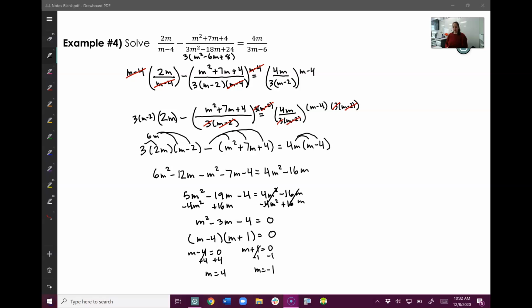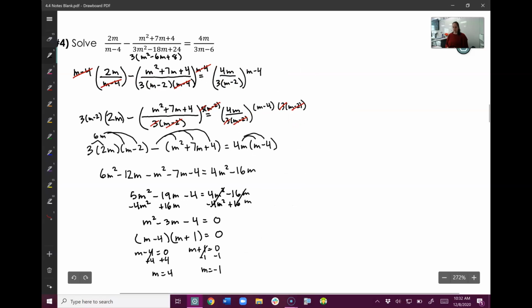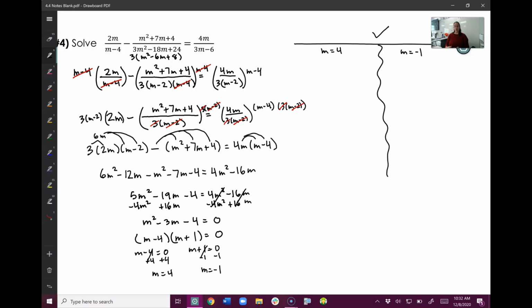Welcome back. This is what you should have gotten when you multiplied everything together. And then I started bringing everything to one side, and I factored, and I got these are my two solutions. Now remember, you need to do your check step. And this time we need to check both m equals 4 and m equals negative 1. So I want you to try this part on your own. Plug those back into the original equation. Look at your answer, see how it went, and see if those answers are true answers or extraneous or fake answers.